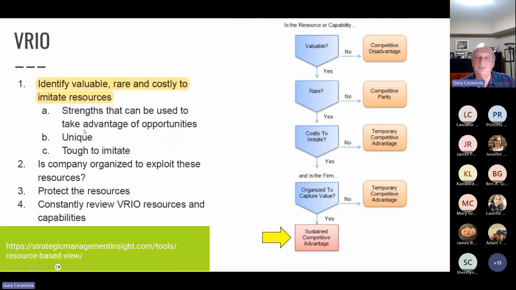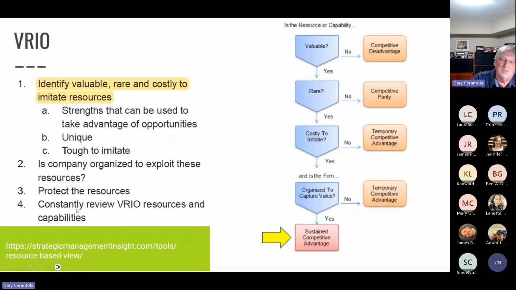So the thing is that, here's the questions to ask in terms of that. Is it valuable, rare, and costly? Like strengths that can be used to take advantage of those opportunities. Uniqueness, tough to imitate. Is your company organized to exploit these resources, protect those resources?